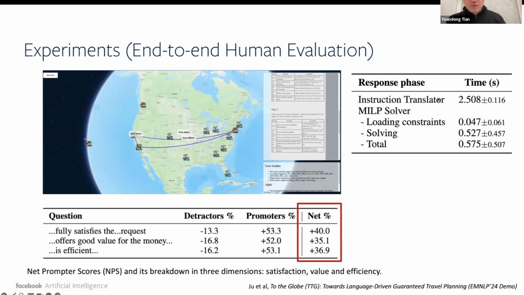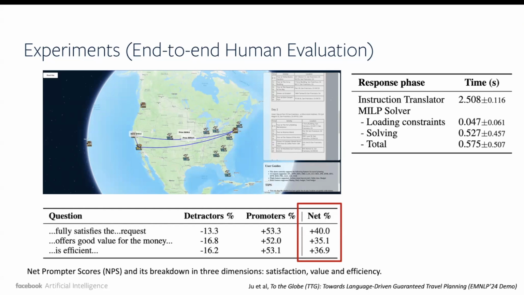It takes 2 seconds to construct the instructions from natural language to the JSON files. And it may only take half a minute to call the solver to give us solutions, even for, for example, a multi-day trip with complicated constraints. So that's one way to build this kind of hybrid system.